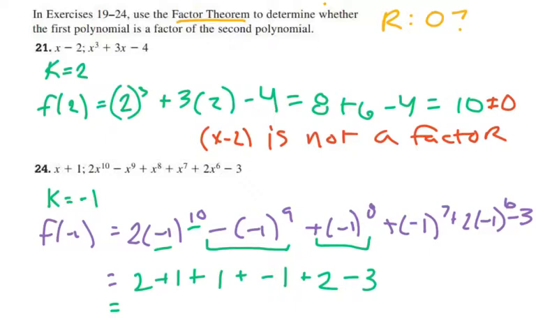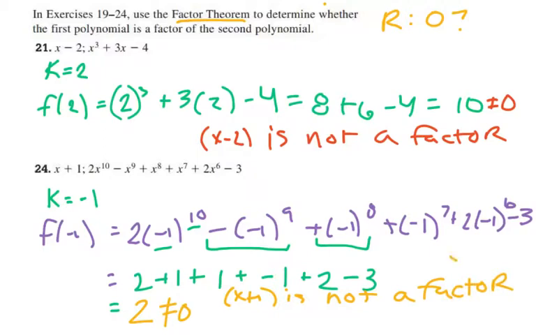And it turns out 2 is not 0, and so again, x plus 1 is not a factor. And again, because 2 is not 0, which is what we would get if there was a remainder of nothing, meaning it divided nicely in.